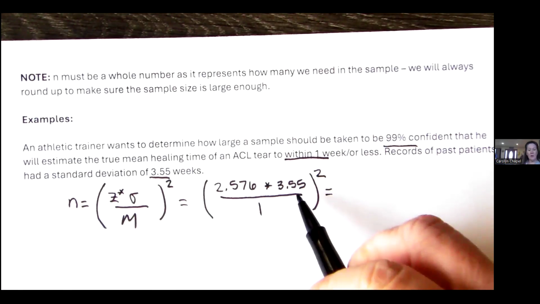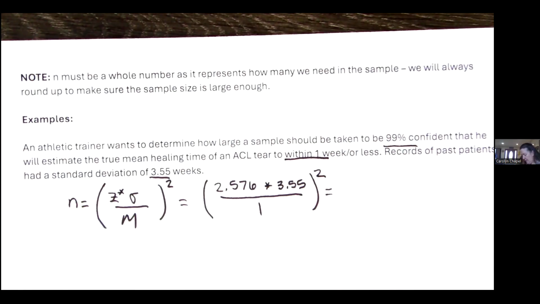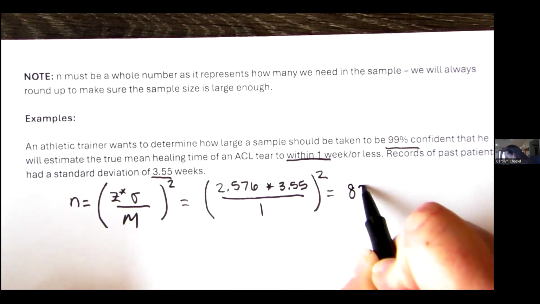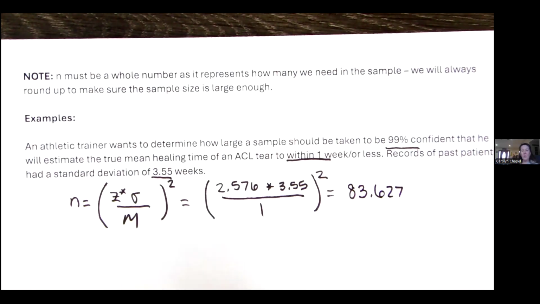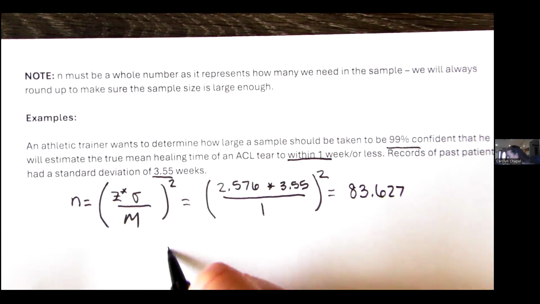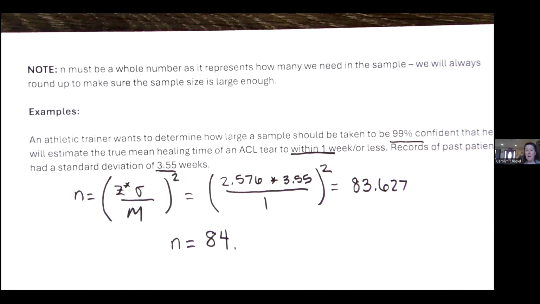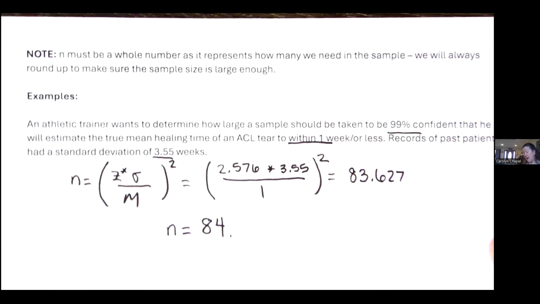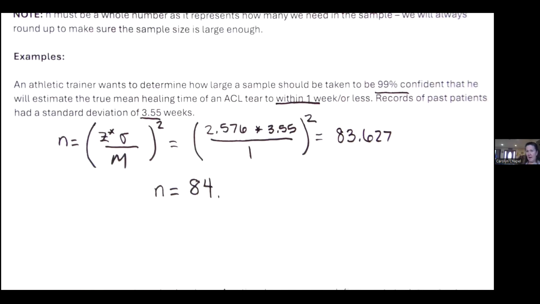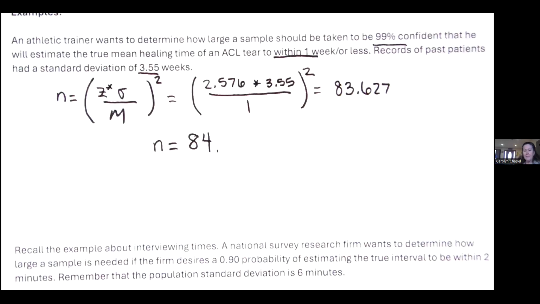So I'm going to multiply those two numbers together. So 2.576 multiplied by 3.55. Going to get that value, divide by 1, which doesn't change anything, and then I square it. And I come up with 83.627 and some more digits. But remembering N is a whole number, and we always, always, always round up. We need 84 people. Now, if I take more, we're going to get more accurate and we can be more confident. We can't have both, or we could have both depending on how we set it up.